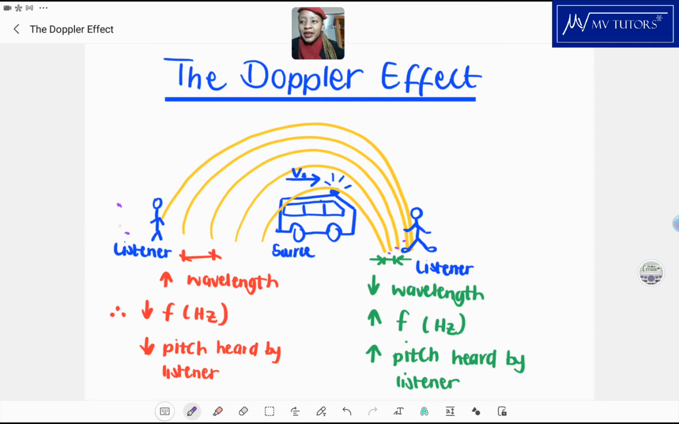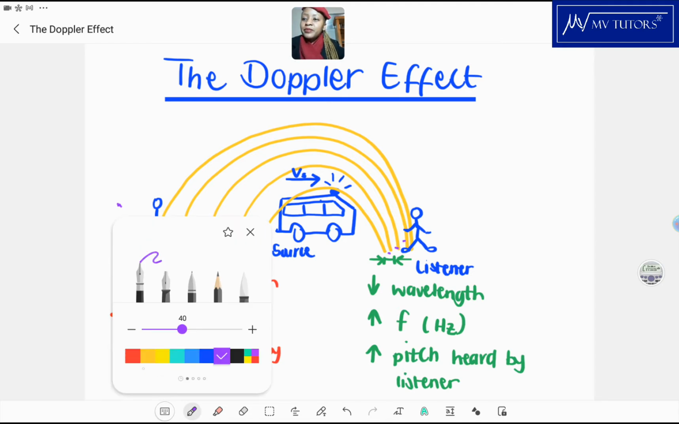But your friend over here, on the other side, as the ambulance leaves him or her, the wavelength becomes bigger. And as the wavelength becomes bigger, the lower the frequency and the lower the pitch heard by the listener. So that's basically the concept of the Doppler effect. You have a source of a sound and you have a listener, and the frequency heard by the listener depends on whether the source of sound is moving towards or away.